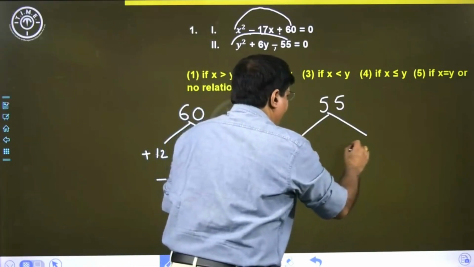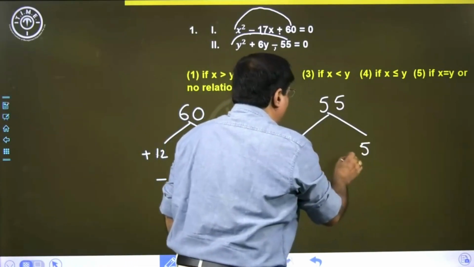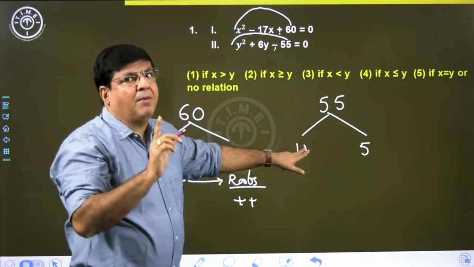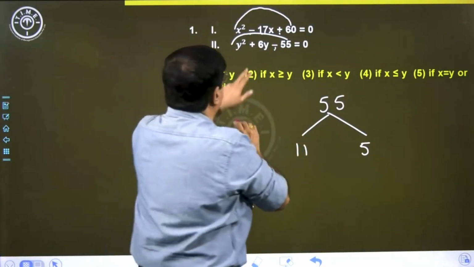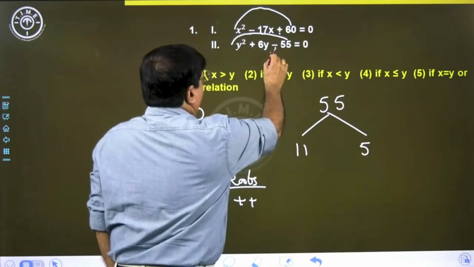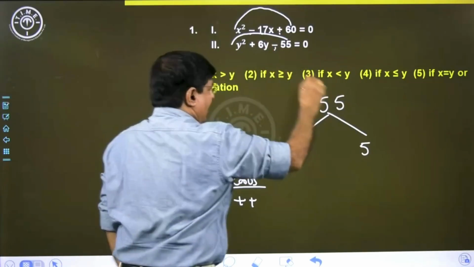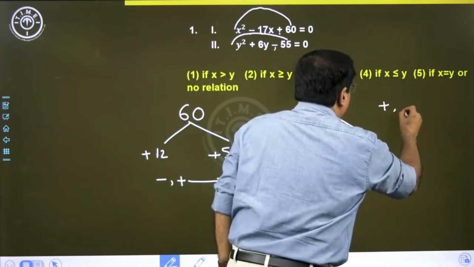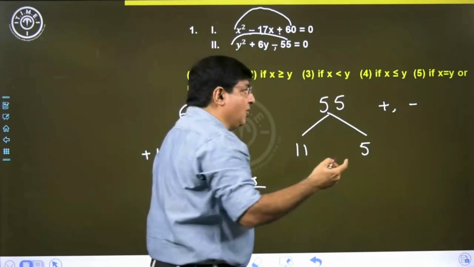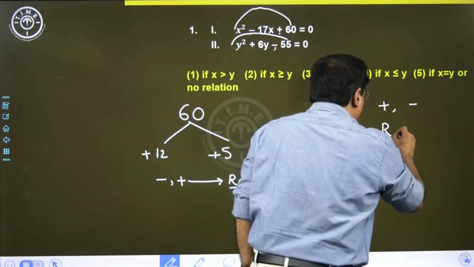11 and 5. 11 times 5 is 55, 11 minus 5 is 6. Always write the bigger number first. So what is the sign in the equation now? Plus and minus. Now if the sign is plus and minus in the equation, what is the sign of the roots?